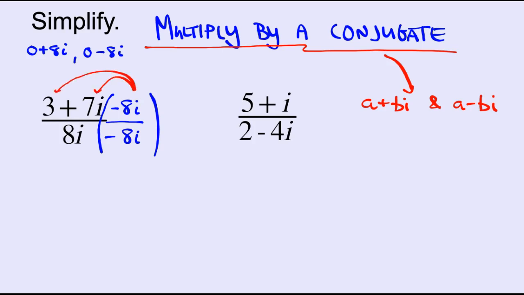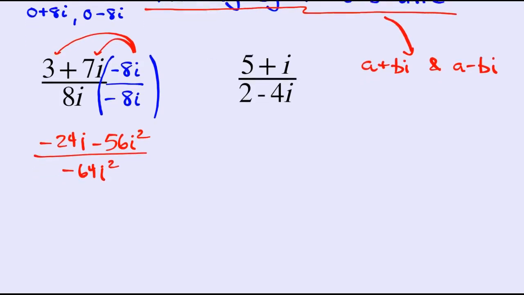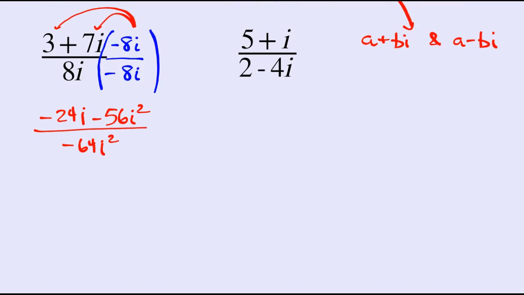Distribute. I'm left with negative 24i minus 56i squared all over negative 64i squared. So now we can clean that up a bit, and in the top, if we have an i squared, we drop the i squared, change the sign, so that's going to be 56 minus 24i all over positive 64. And that's kind of neat because we can factor out, I think, an 8.